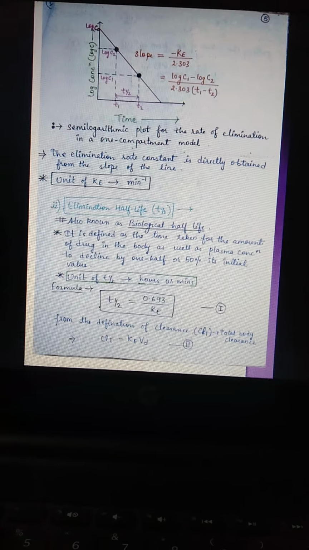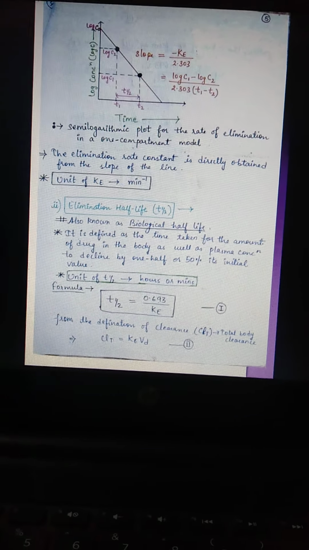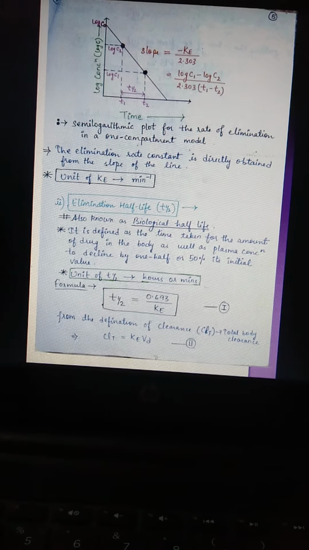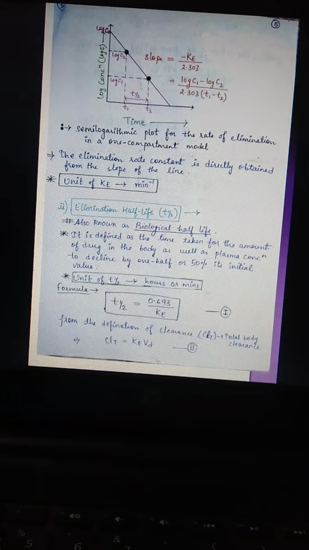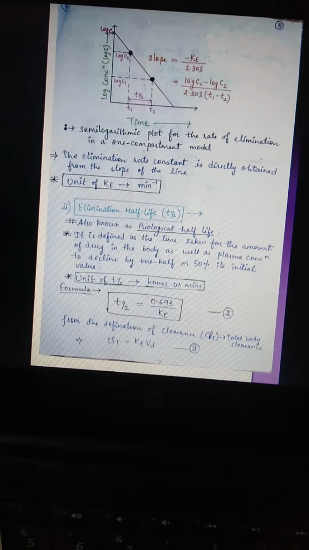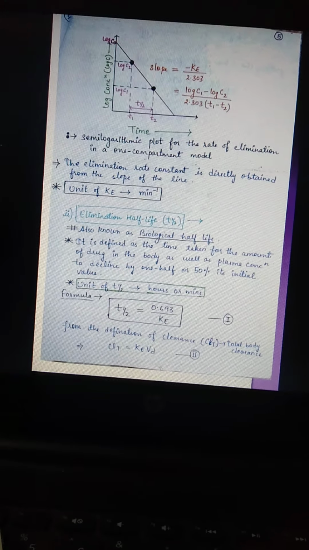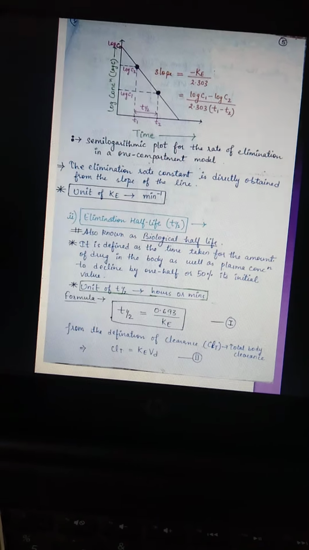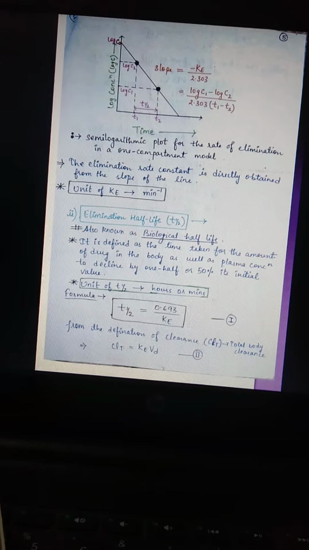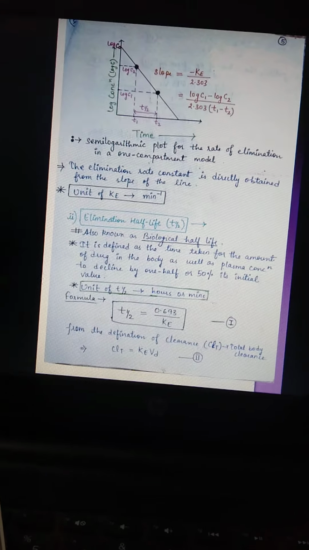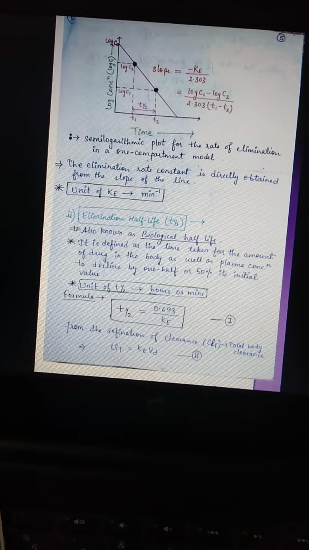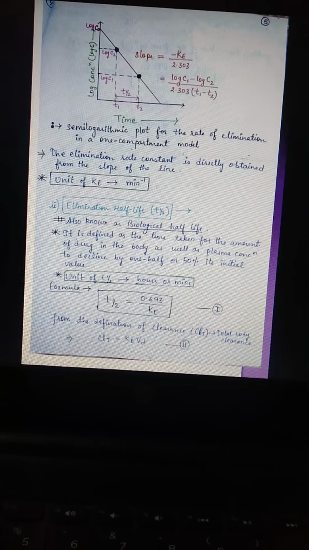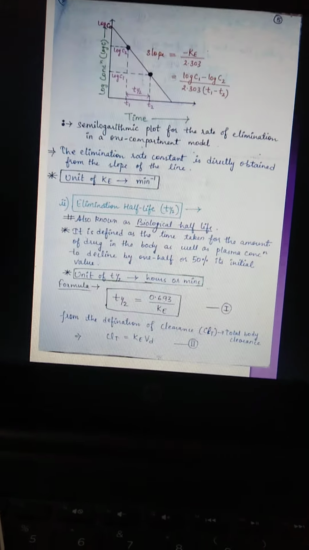Then we talk about the elimination half-life. It is called the biological half-life. What is half-life? It is the time taken for the amount of the drug in the body, as well as the plasma concentration, to decline by half, or 50%, of the initial value. So that is called the biological half-life. For this the formula is T half is equal to 0.693 upon Ke.